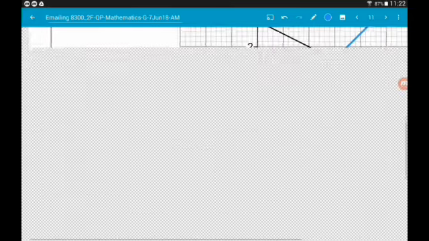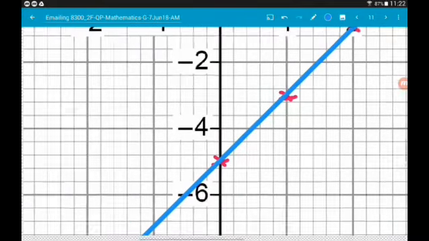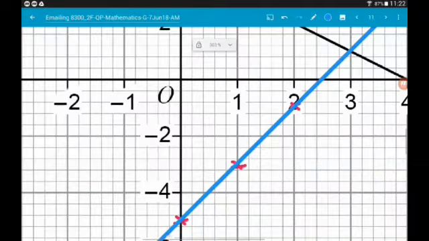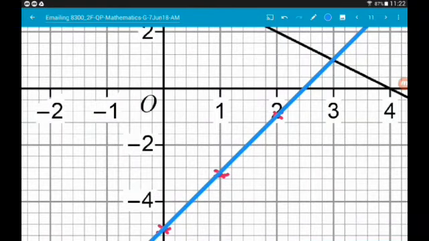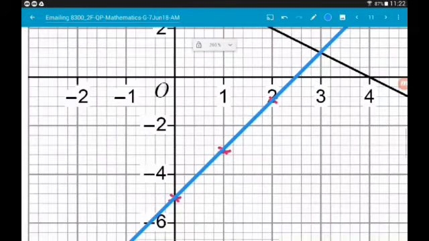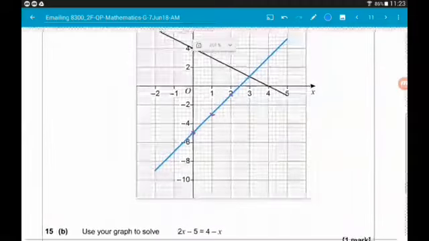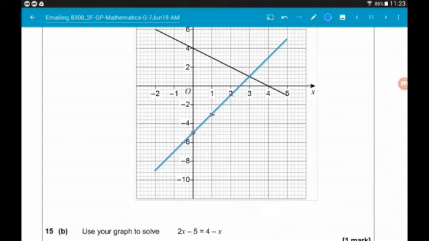So I've already done my line. 0, minus 5 is the first red point, and then 1, minus 3 is the second, and then 2, minus 1 is the third. So something to look out for here is they've used different scales on the x and the y axis. So be careful to look out for things like that. So if you've got your 3 points plotted, draw the straight line going all the way through from minus 5 up to 2.